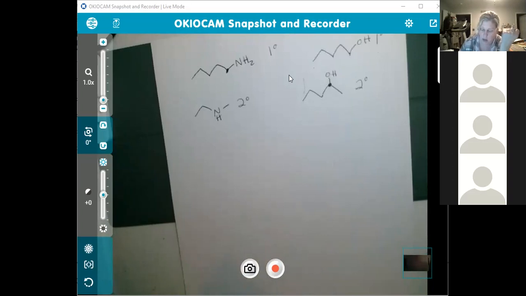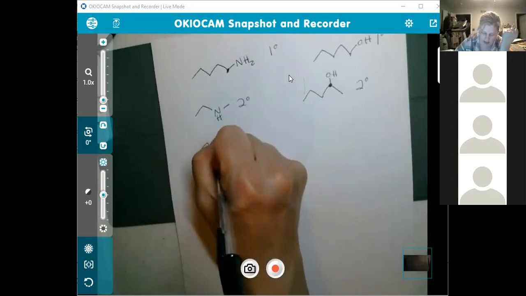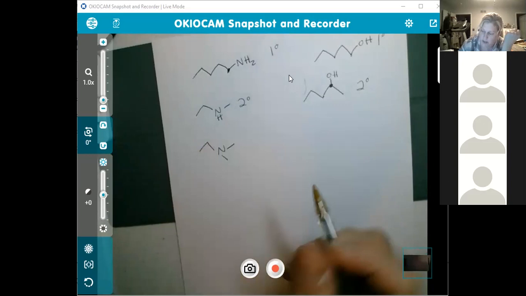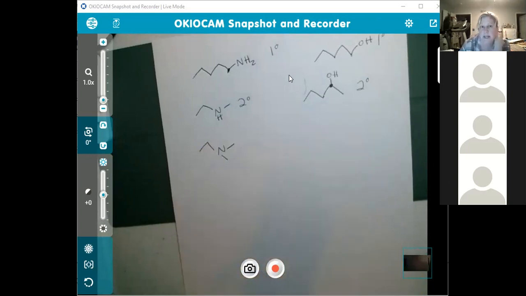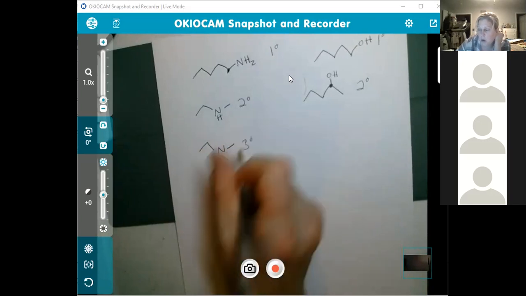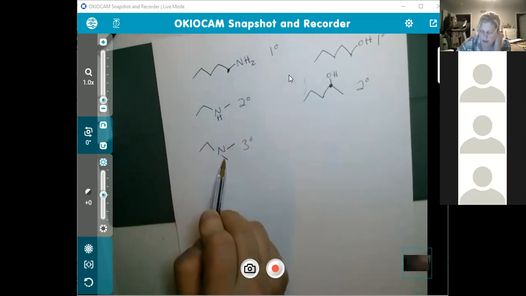Okay. So if you're looking at a tertiary nitrogen, how many carbons is this nitrogen attached to? 3. Okay. 1, 2, 3, right?